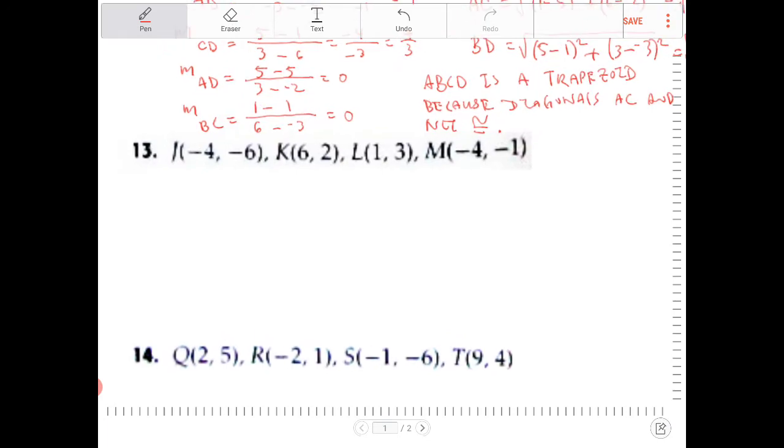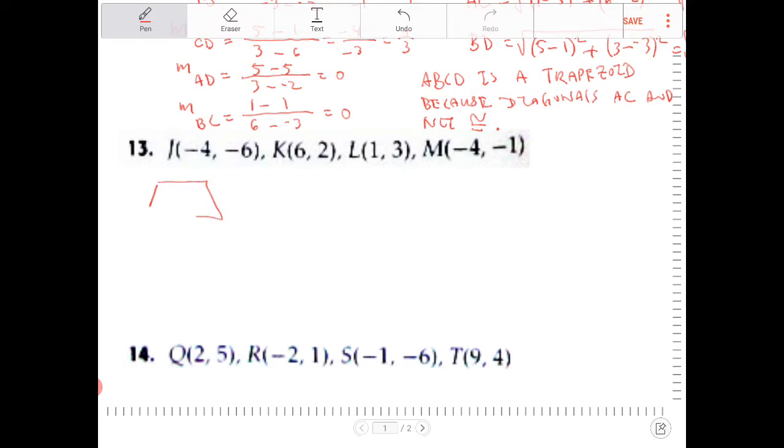Okay, so the next part here, I have JKLM. So again, JKLM. So I'm going to find the slope of JK, and the slope of JK is 2 minus negative 6 over 6 minus negative 4. And that would be 8 over 10, and that is 4/5.